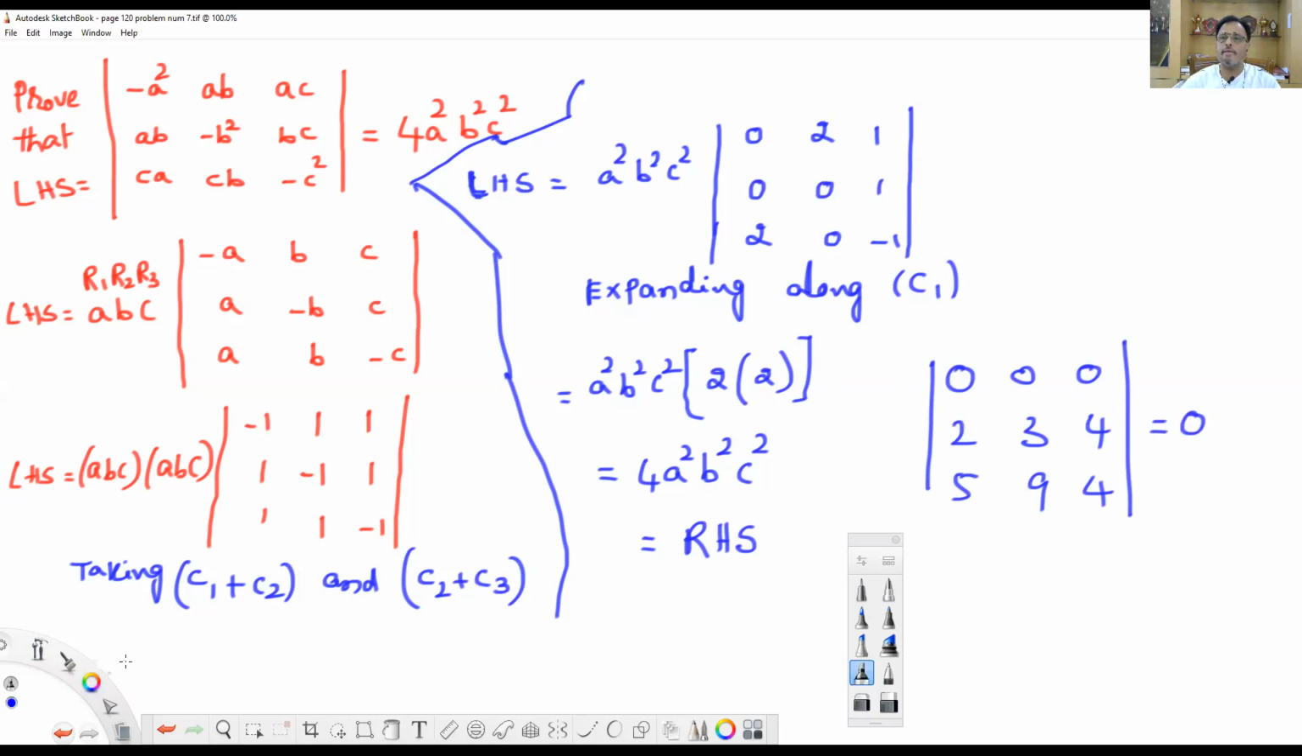And next, in any determinant, if every element of any row or column is multiplied by the same constant, and the same is added or subtracted to the corresponding elements of any other row or column, even then the value of the determinant remains the same.